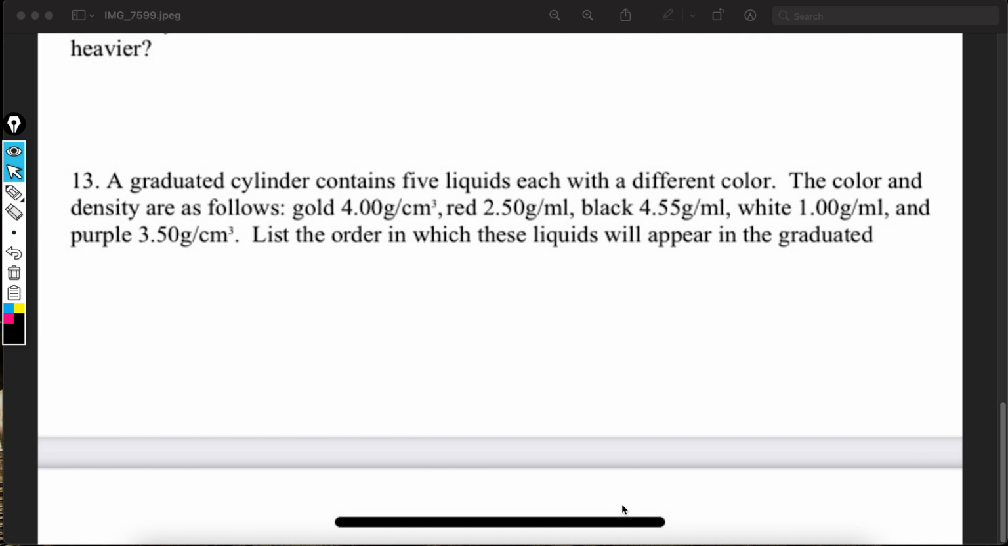One, a graduated cylinder contains 5 liquids, each with a different color. The color and density are as follows. Gold is 4 grams per centimeter cubed, red is 2.5 grams per milliliter, black is 4.55 grams per milliliter, white is 1 gram per milliliter. How much you guys want to bet that white's going to be on top of it all? And purple is 3.5 grams per centimeter cubed.